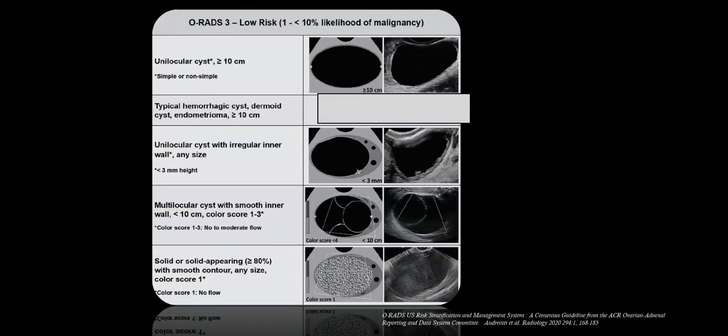Multilocular cyst which has less than 10 centimeter size and color scoring of 1 to 3, that is no vascularity to moderate vascularity, and solid appearing lesion with no flow within. Now coming to O-RADS 4, that is intermediate risk, that is 10 to 50% likelihood of malignancy.